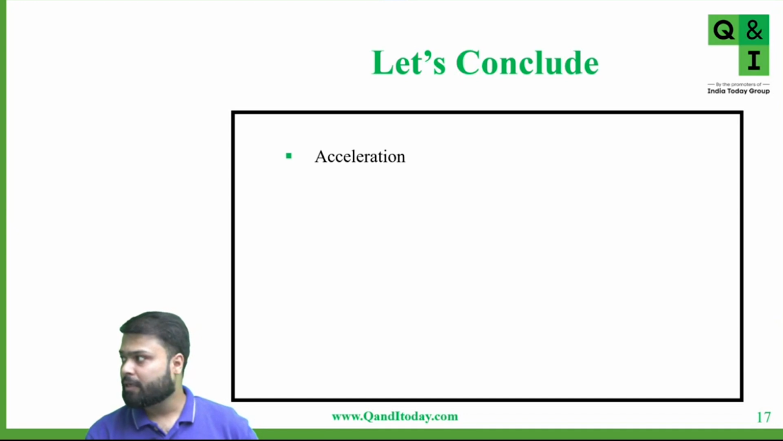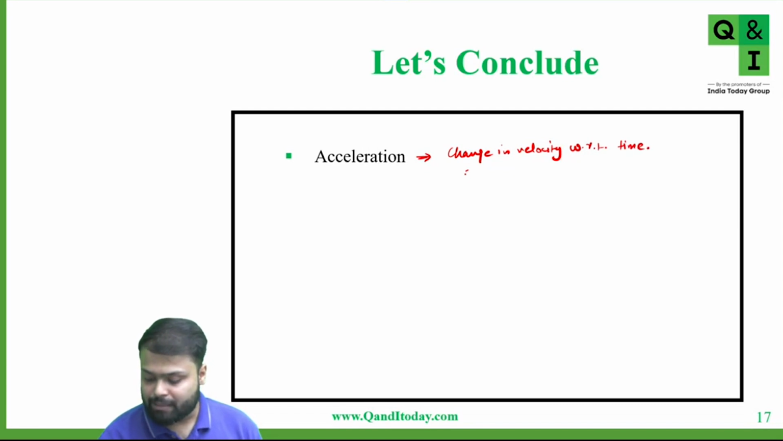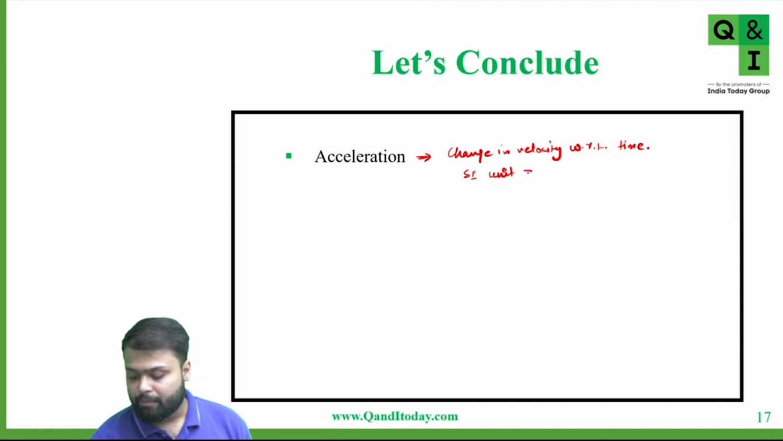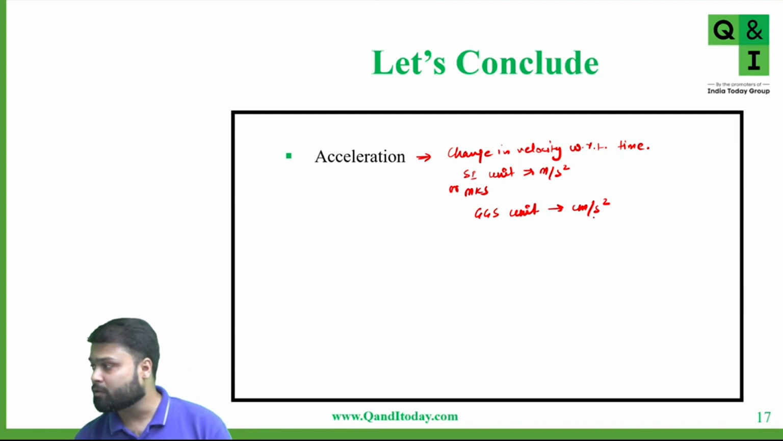Now we will conclude today's lecture. So first we studied about acceleration. What is acceleration? Acceleration is change in velocity with respect to time. Now, what is the SI unit of acceleration? It is meter per second square. You can say SI or you can say MKS, and the CGS unit is centimeter per second square.